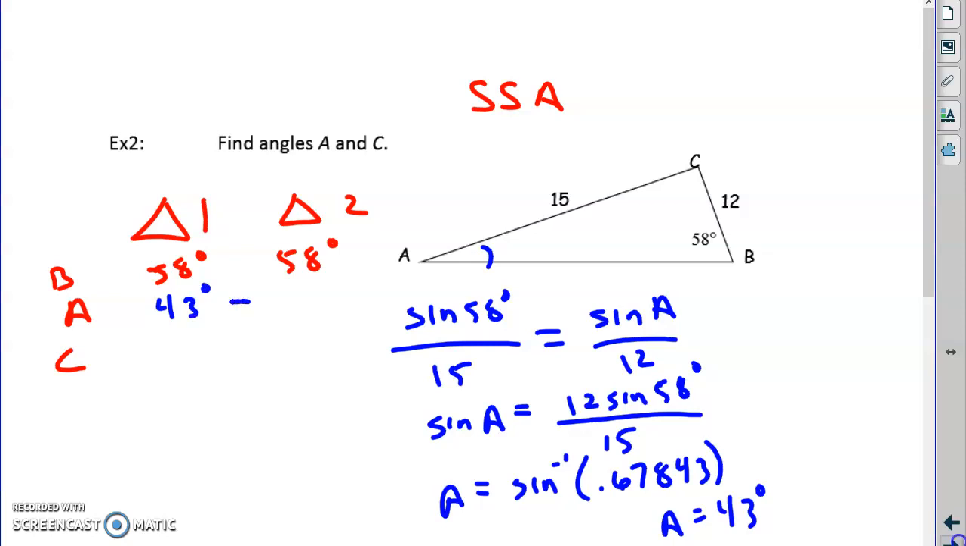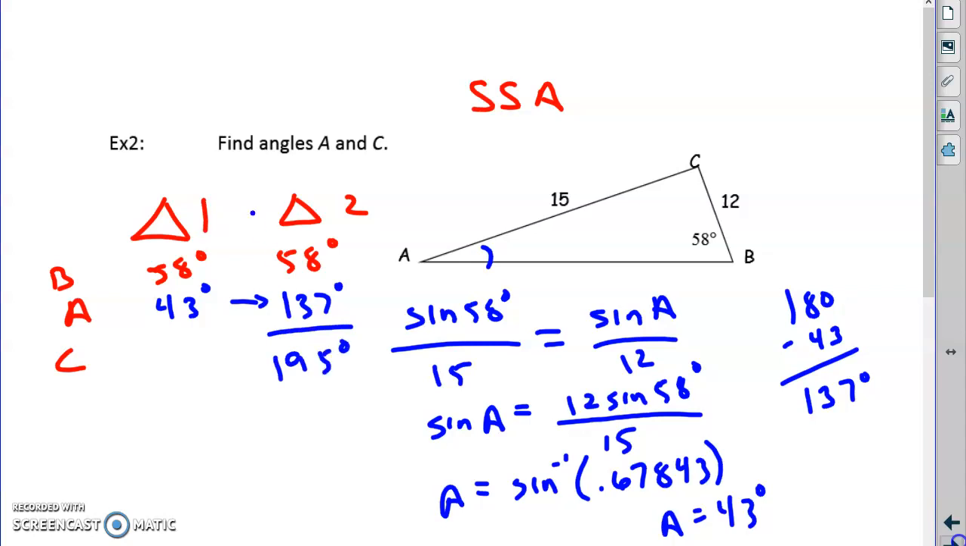We're going to say, what's the other possible angle A? 180 minus 43 is 137. When we plug that in right here, what's the problem? 137 plus 58 right there is over 180 degrees. Hence, there's not a second triangle possible. There's only triangle 1. And if we finish that out, angle C is 79.